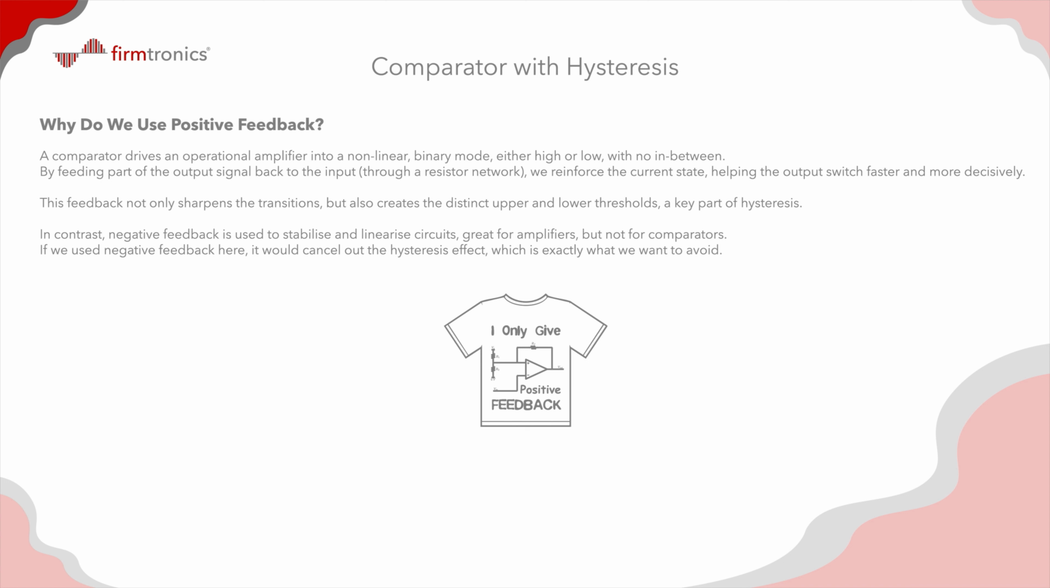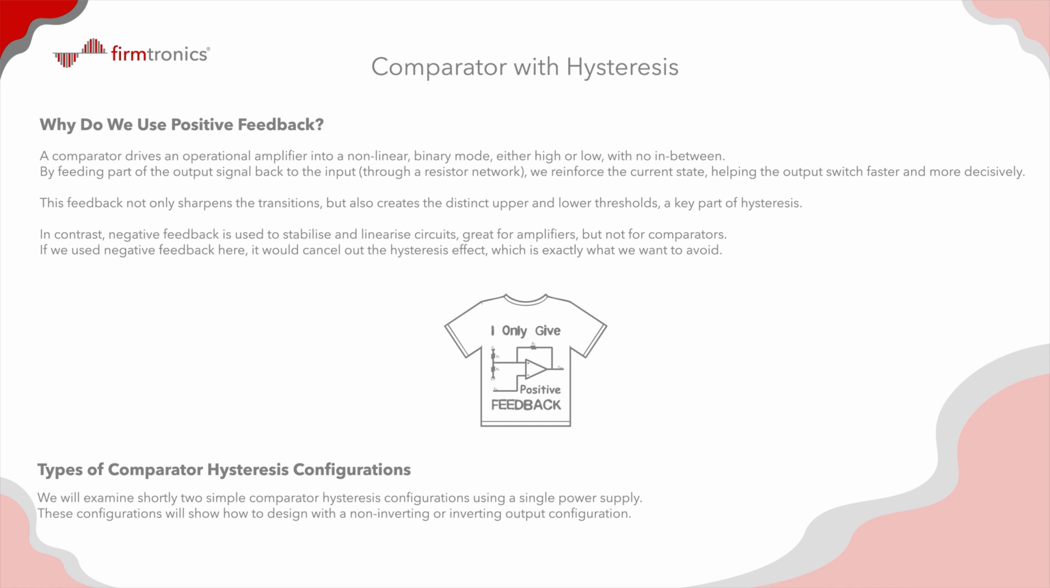hysteresis. In contrast, negative feedback is used to stabilize and linearize circuits, great for amplifiers, but not for comparators. If we use negative feedback here, it would cancel out the hysteresis effect, which is exactly what we want to avoid. So let's discuss the types of comparator hysteresis configurations.